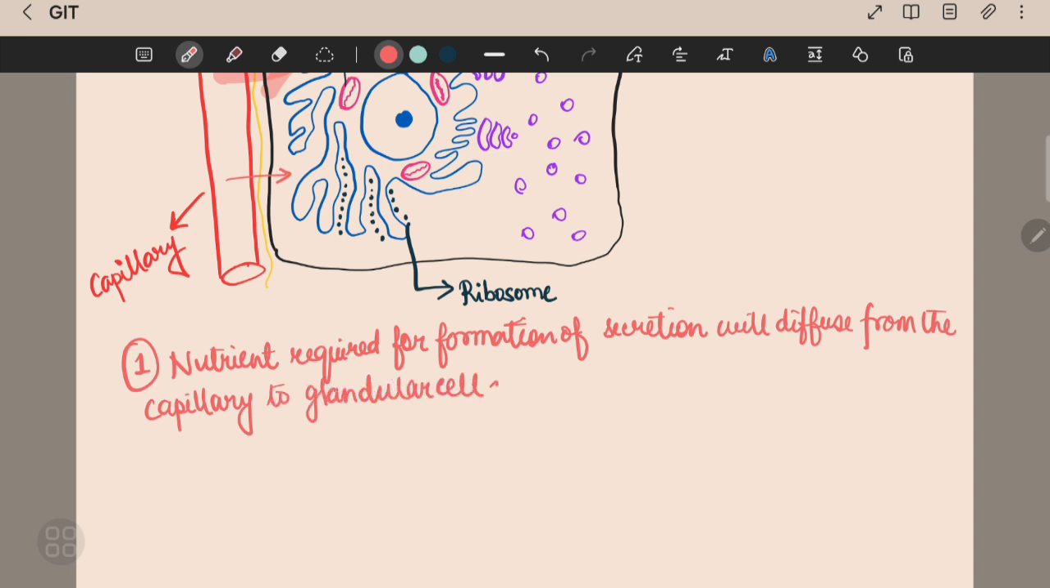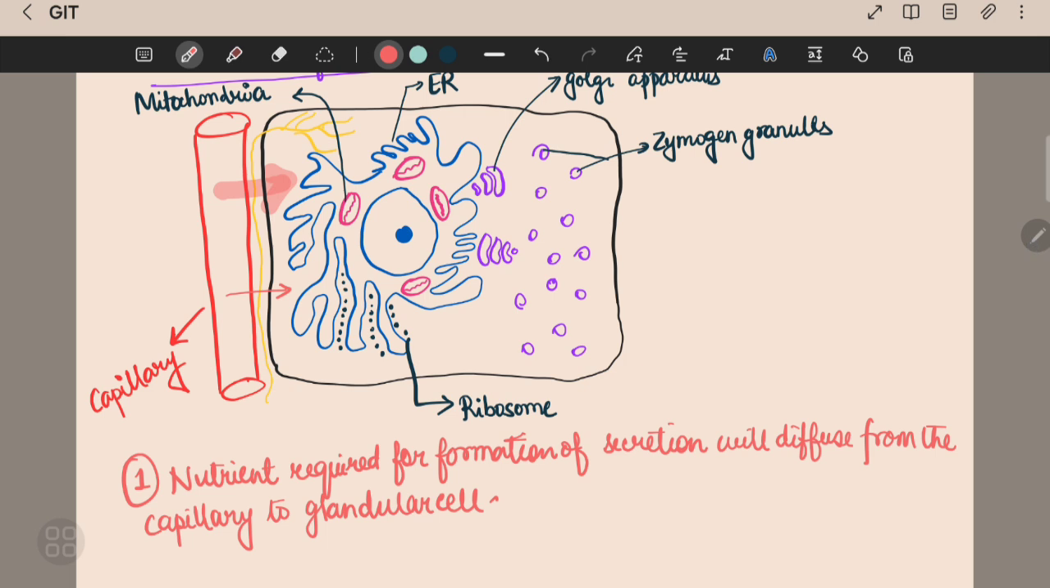So this should be very clear. Next, we are seeing that there are certain mitochondria present. These mitochondria you can spot over here. So what is the function of mitochondria? We all know that it is mainly for energy. So what will the mitochondria do? They will produce ATP because energy production is very important for the cellular functions.